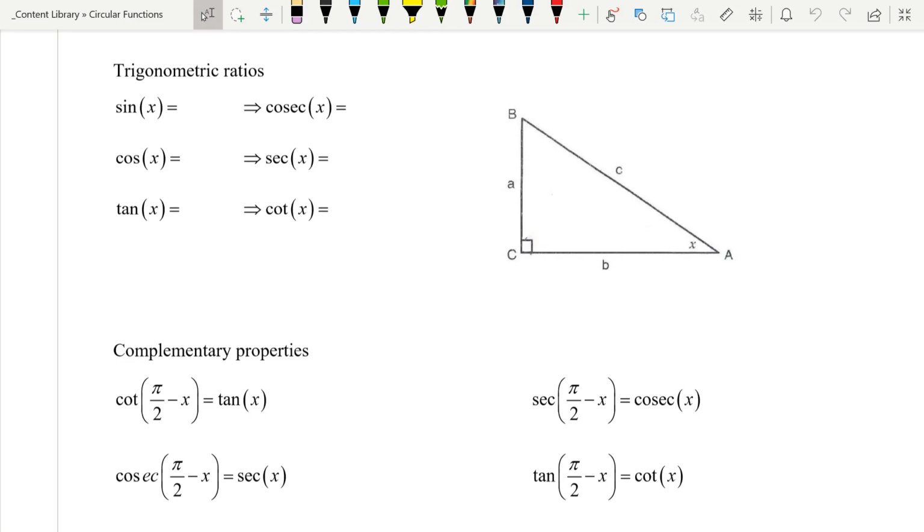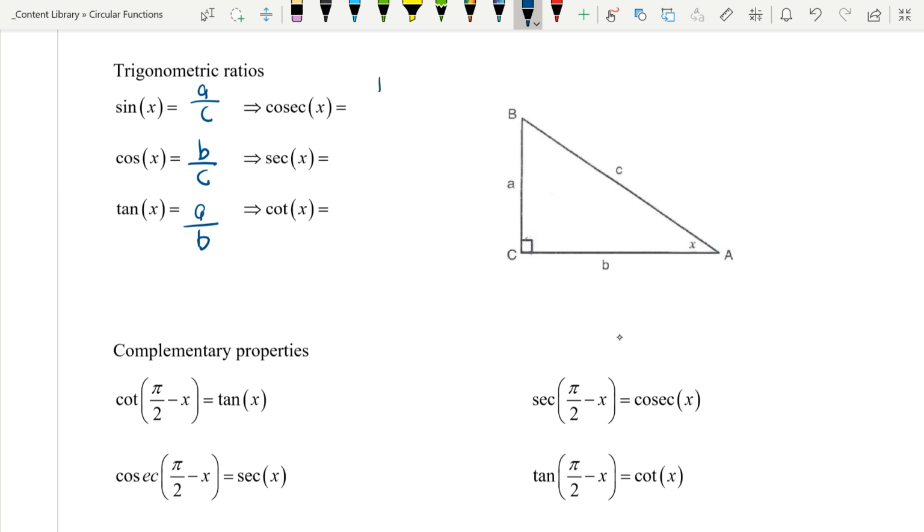Ratios. Anytime we're trying to evaluate sec, cosec, or cotangent, I'm not going to remember the formula for those ones. I will use the sine, cosine, and tangent formulas to evaluate. For example, sine in this triangle on the right hand side will be a over c, and cosine x will be b over c, and tangent x will be a over b.